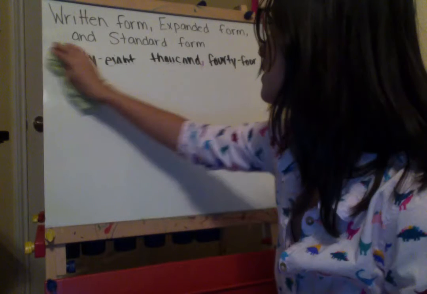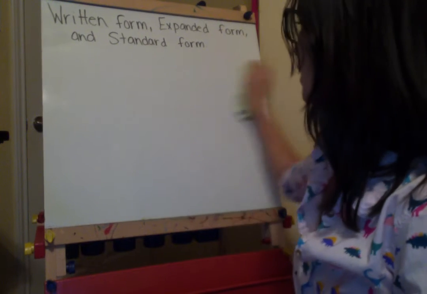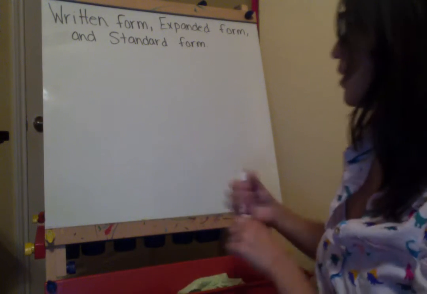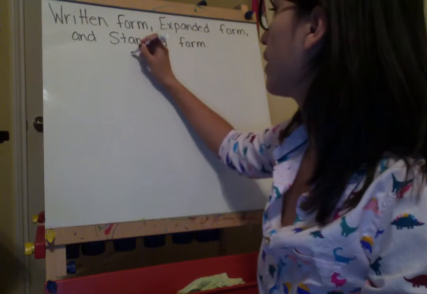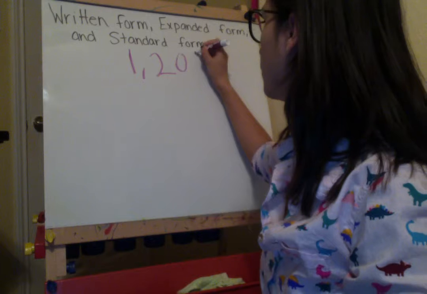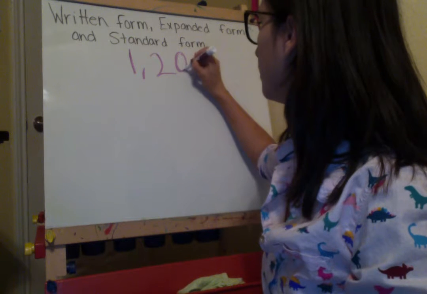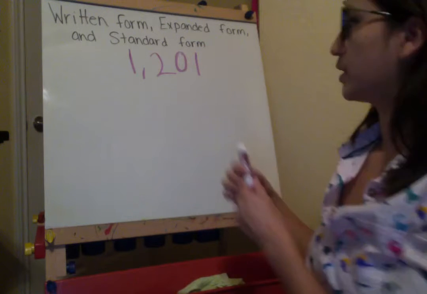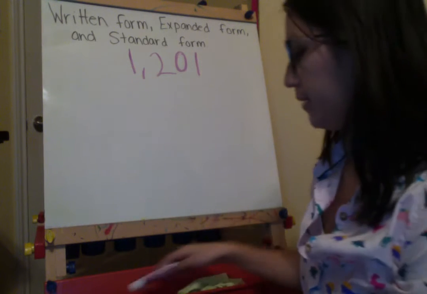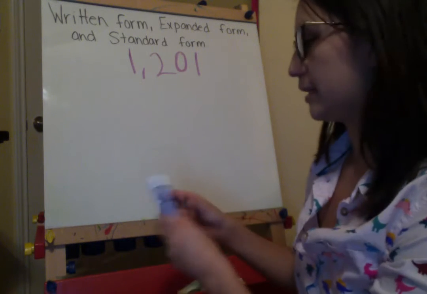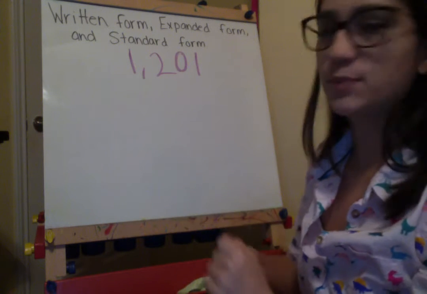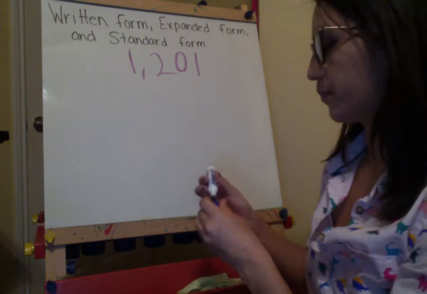And this time we're going to start with a number. So this time our number is going to be 1,201. Okay? So if our number is 1,201, breaking this down to expanded form, let's put it in its place, right?